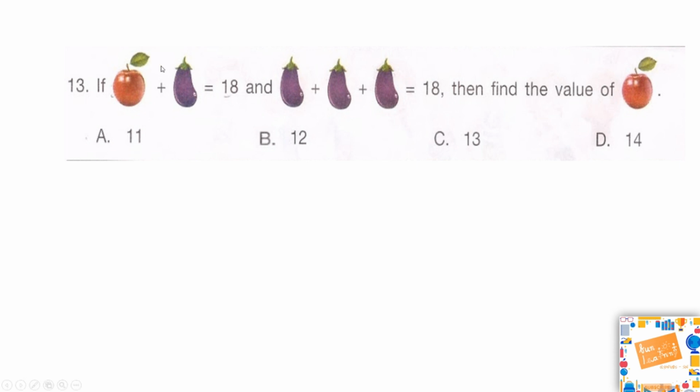Next question. If apple plus an eggplant is equal to 18 and eggplant plus eggplant plus eggplant is equal to 18, then find the value of the apple. Is it option A 11, is it option B 12? Is it option C 13? Or is it option D, which is 14? Your time starts now.